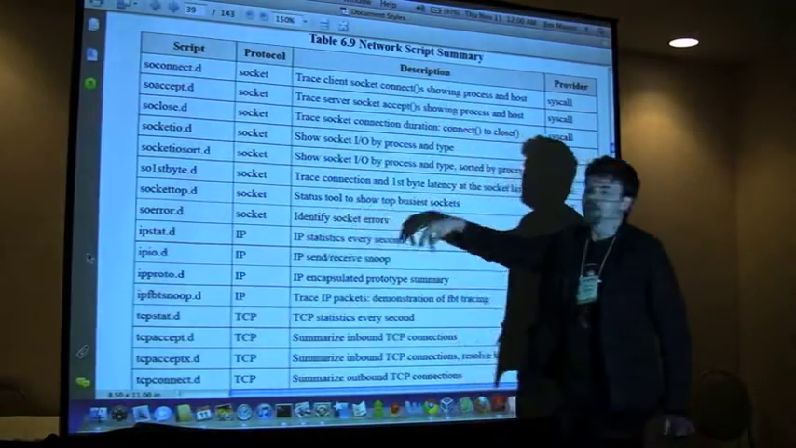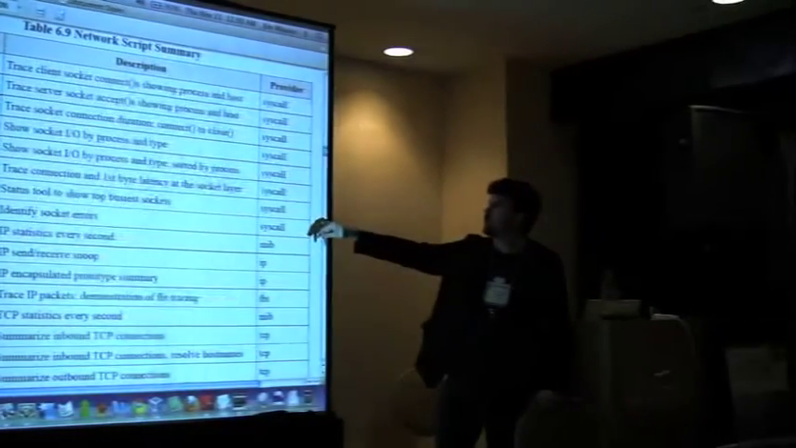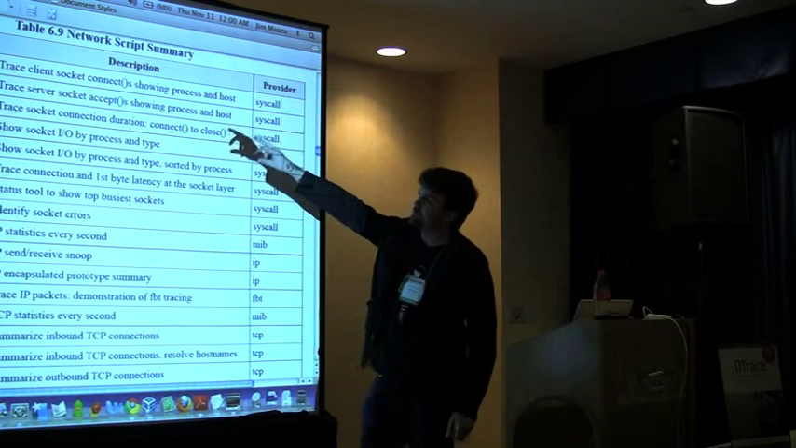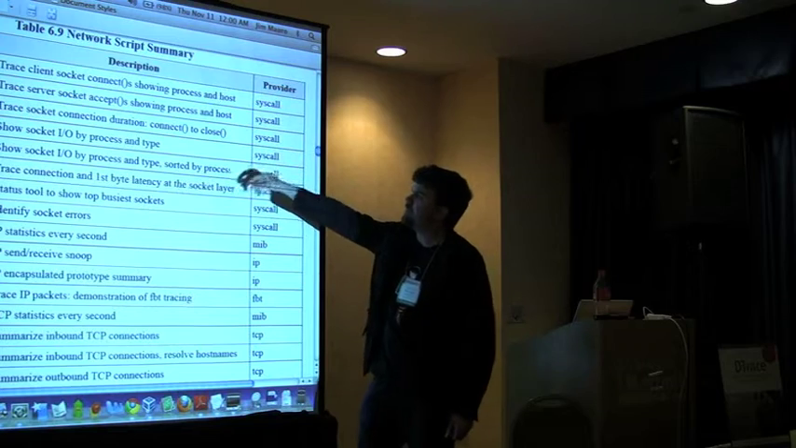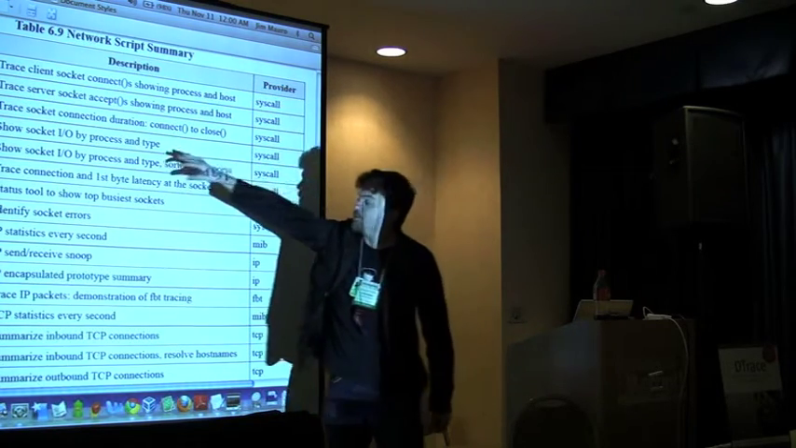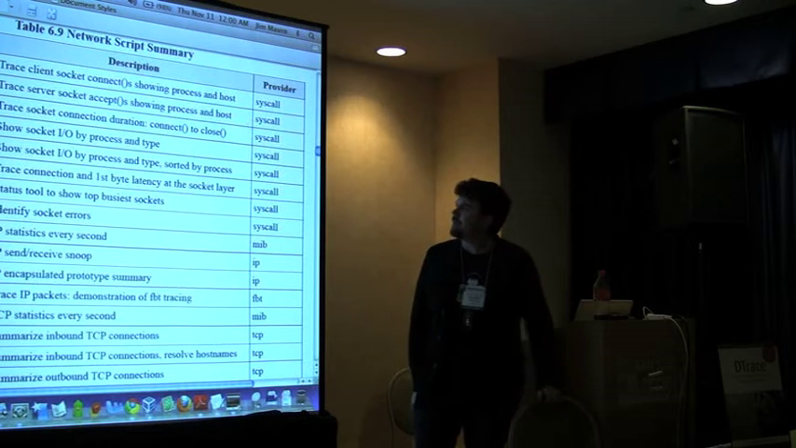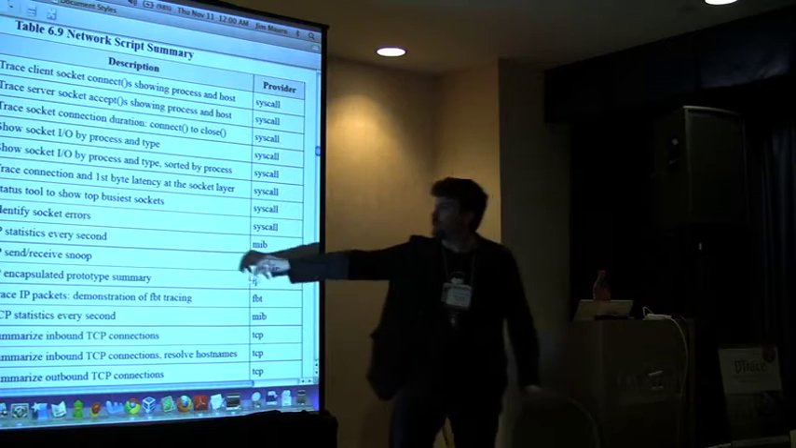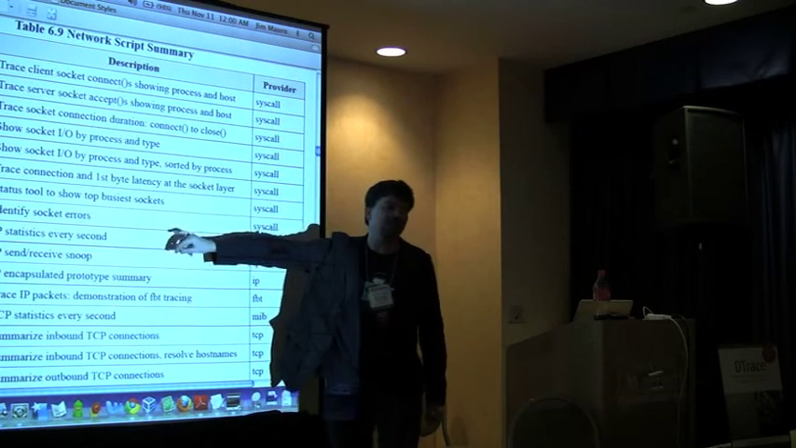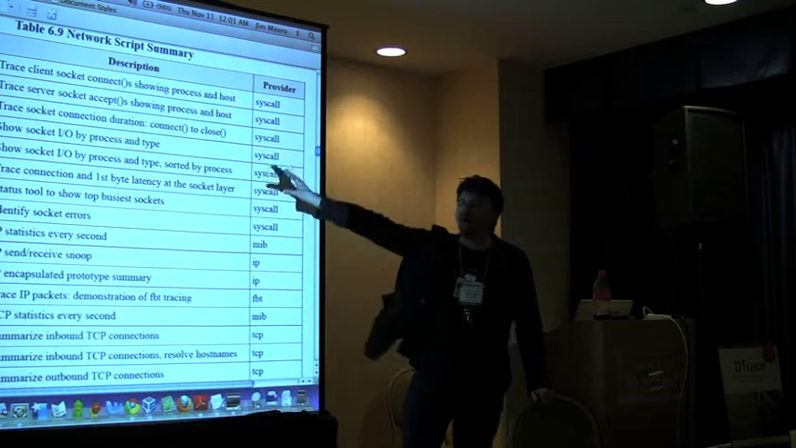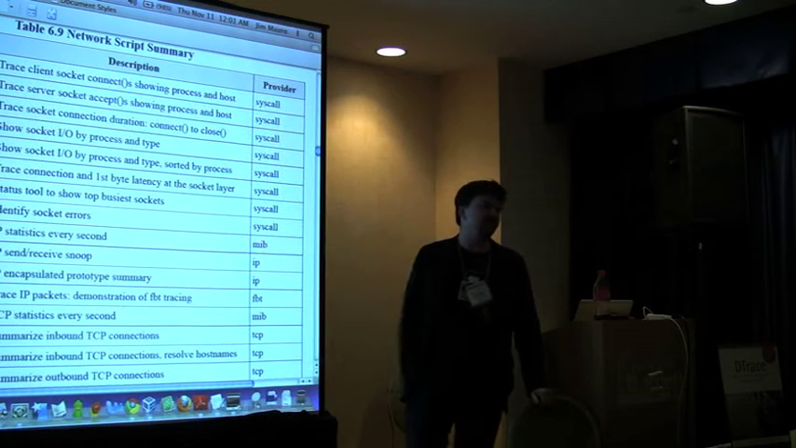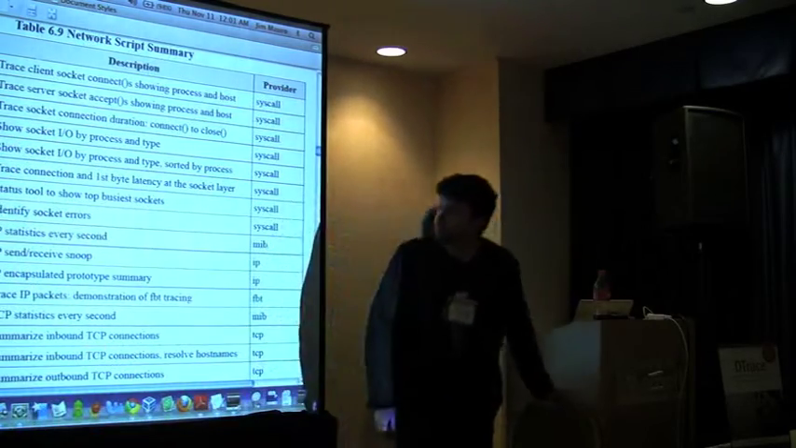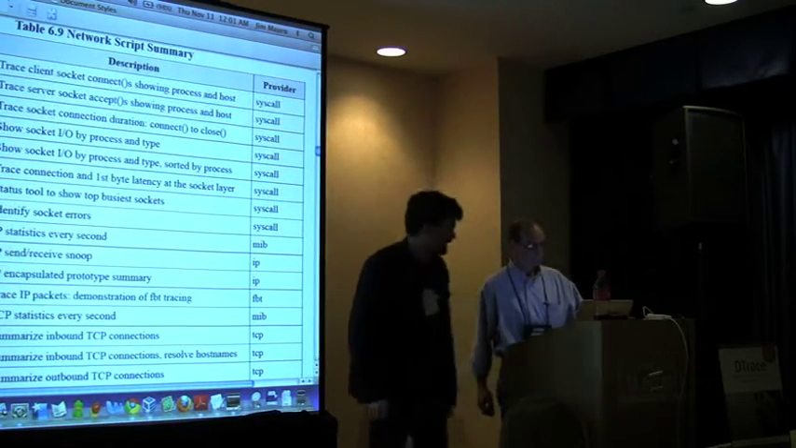Tracing how sockets are created from the system call layer proved to be particularly useful for things like showing processes and hosts from the client and from the server, looking at connection durations, showing socket I/O by process and type, tracing connection and first byte latency at the socket layer, showing the top busiest sockets, and identifying socket errors. Really cool stuff. I don't know why I missed this before when I wrote the DTrace toolkit, but I completely missed it. I've now covered thoroughly getting a lot of value from the socket layer.